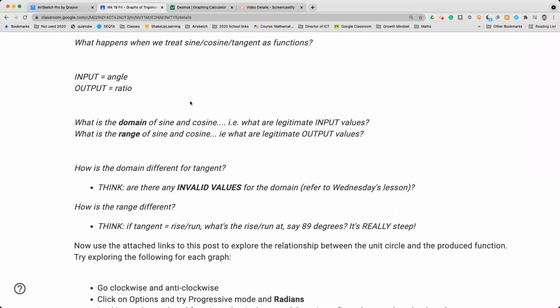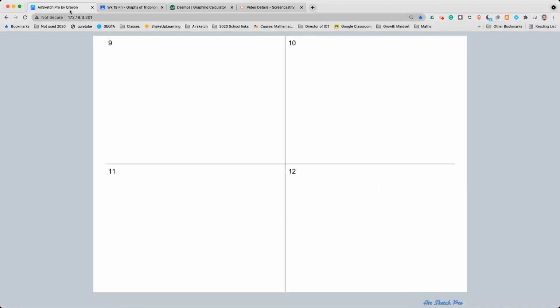Once we've extended our understanding, then we can start treating sine, cosine, and tan as functions. So we've got this idea, really, where we've got this trig function, and in goes an angle measurement, and out comes a ratio, but that only works for right angle triangles.